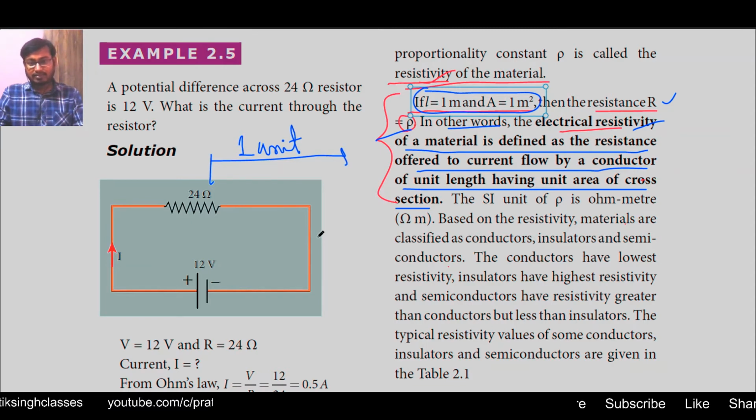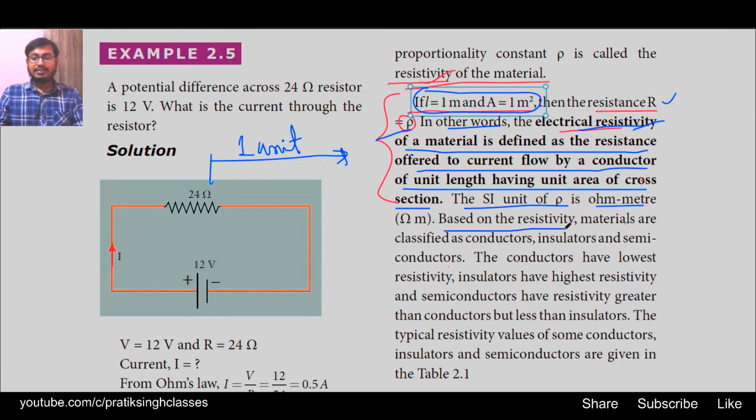In that situation, the resistance given by the material of the conductor to the flow of electric current is called its resistivity. The SI unit of resistivity is ohm meter. That means the resistance in 1 meter is called the electrical resistivity. Based on the resistivity, materials are classified as conductors, insulators and semiconductors.